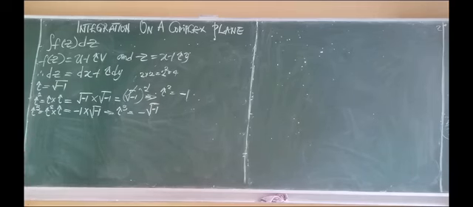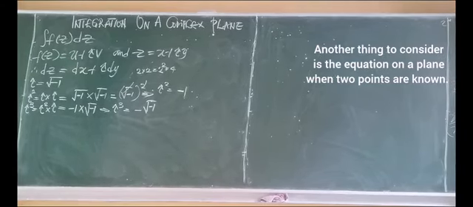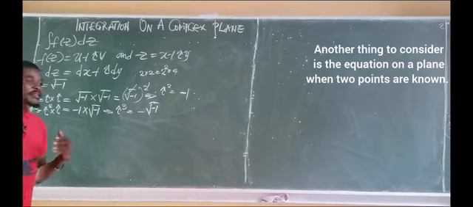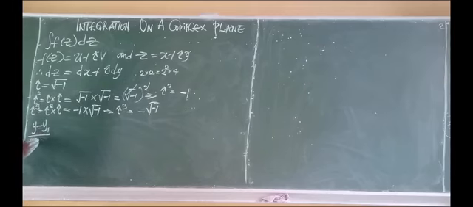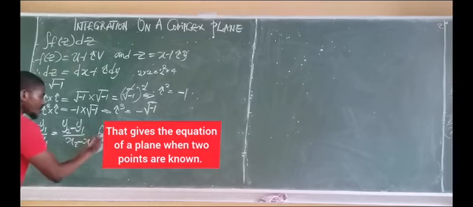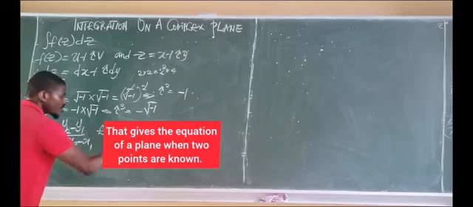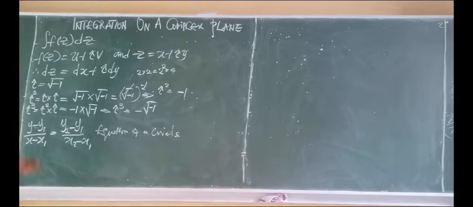All right. To further continue in integration on a complex plane, another thing you need to consider is the equation of a line. That's also a mandatory thing you need to consider. We have that y minus y1 all over x minus x1 equals y2 minus y1 over x2 minus x1. This is the equation. You also need this equation to carry out any integration on a complex plane.